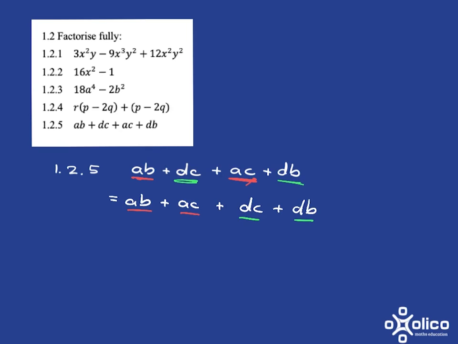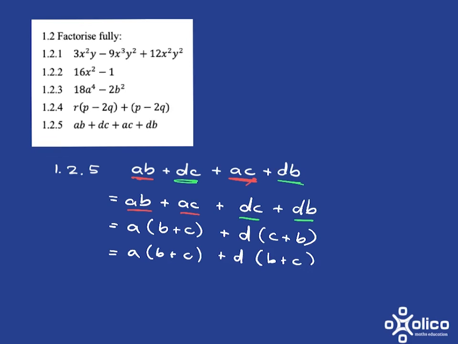Now, if I just work with them as little pair groupings, out of this one I can take out an A and I'm left with B plus C. And out of this one I can take out a D and I'm left with C plus B. Now, B plus C and C plus B are exactly the same thing. So what I've got here is A, B plus C, and D, B plus C.